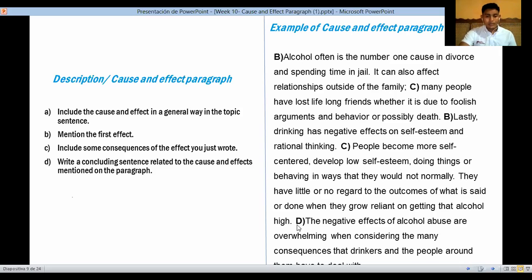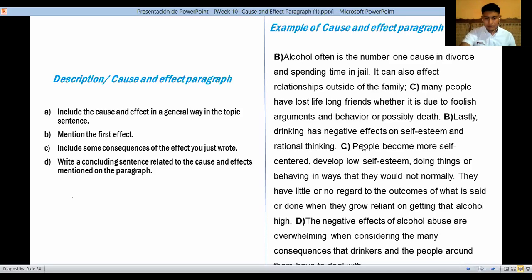We have the last literal, letter D, on the right side. Write a concluding sentence related to the cause and effects. It is like a summary, because we have to mention what the topic was and what was important to take into consideration. Letter D says: the negative effects of alcohol abuse are overwhelming when considering the many consequences for the drinker and the people around them.